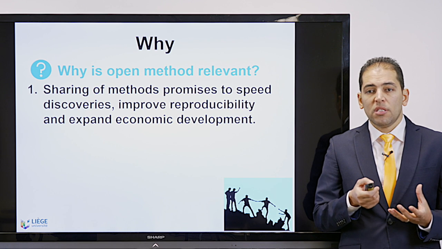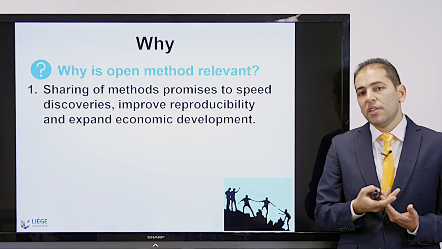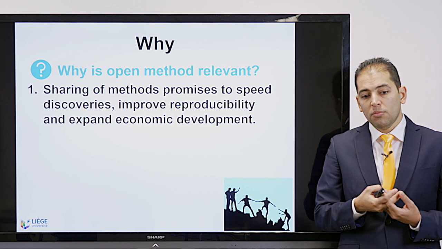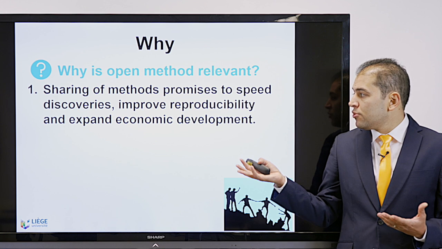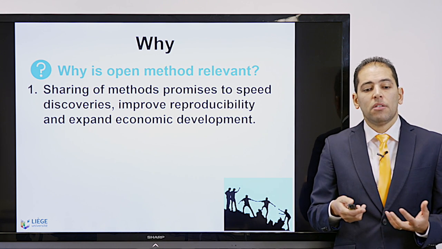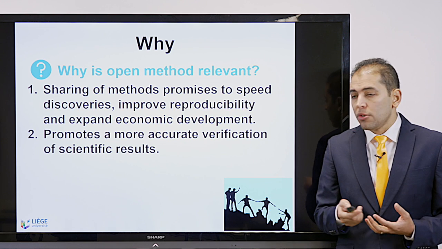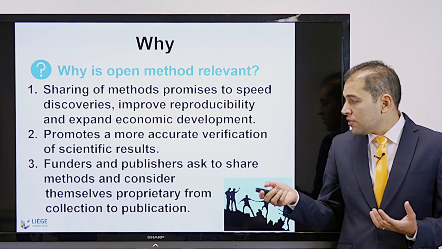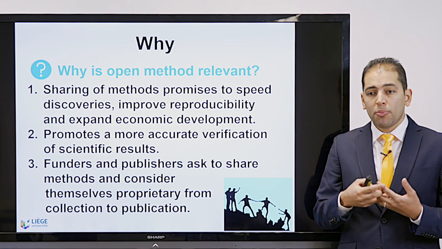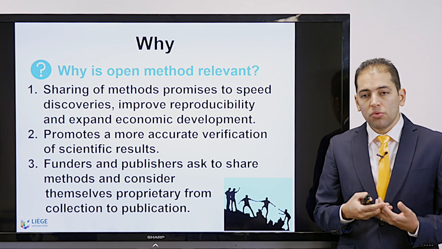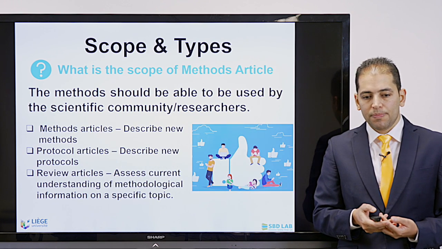As you know, it's important to share methods or research methodologies or protocols, because it's very relevant in the open science movement. Sharing of methods promises to speed up discoveries, improve reproducibility, and expand economic development. Also, it promotes a more accurate verification of scientific results, and funders and publishers ask to share methods and consider themselves proprietary from collection to publication. This means that you will need to be open and transparent about your methods.